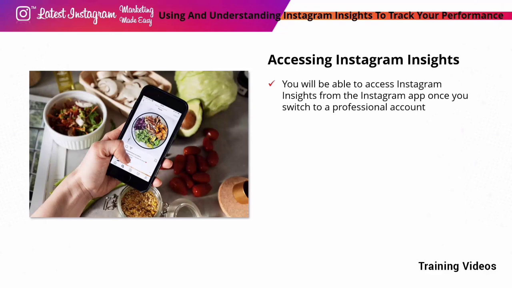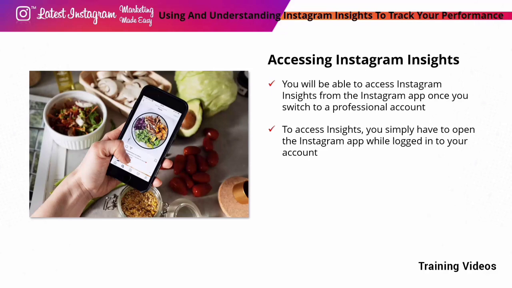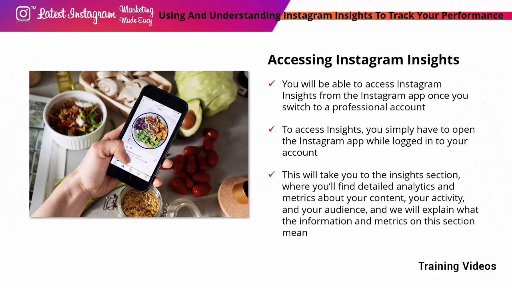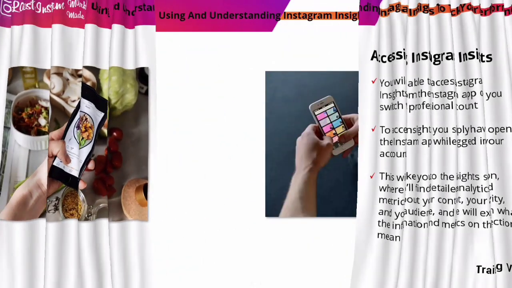a professional account. To access Insights, you simply have to open the Instagram app while logged into your account. Tap on the profile icon, then tap on the menu icon. Lastly, tap on the Insights tab on the menu. This will take you to the Insights section, where you'll find detailed analytics and metrics about your content, your activity, and your audience. And we will explain what the information and metrics on this section mean.